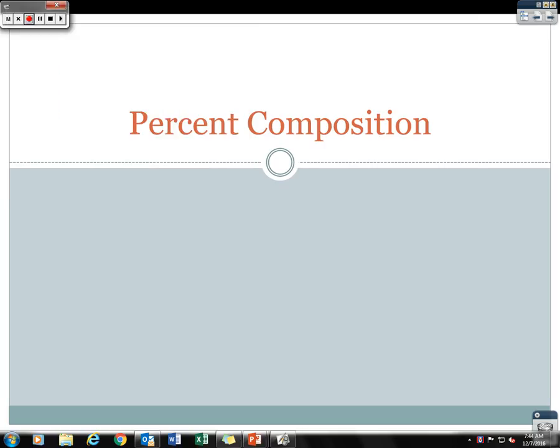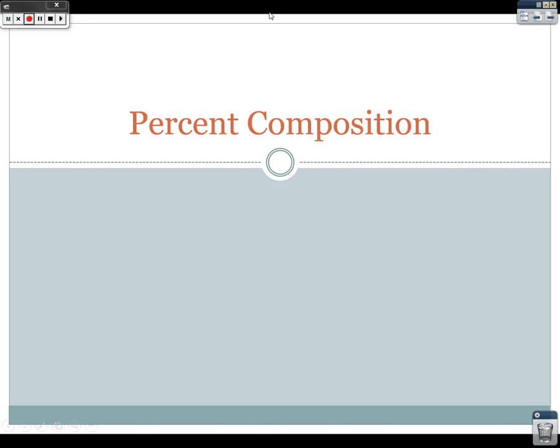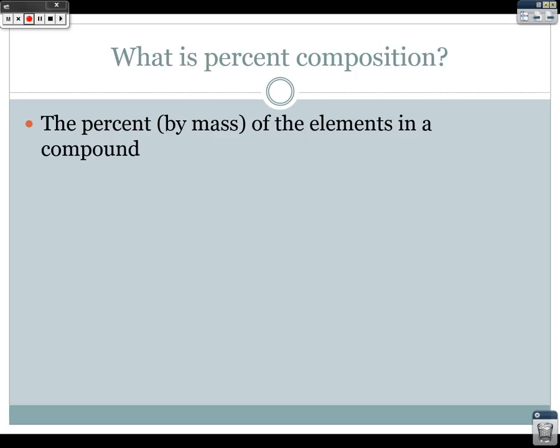Guys, so today we're going to be talking about percent composition, and this is a topic that I hope will be intuitive to you guys. It's a subset of the mole, but looking at how compounds are composed and what they're composed of. So percent composition is the percent by mass of the elements in a compound. That's why it has to do with the mole, because it's by mass.